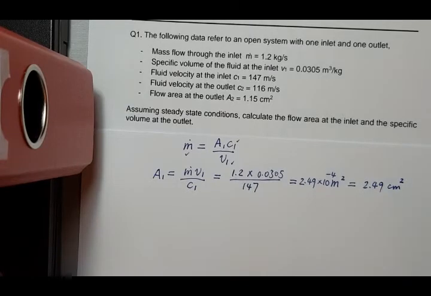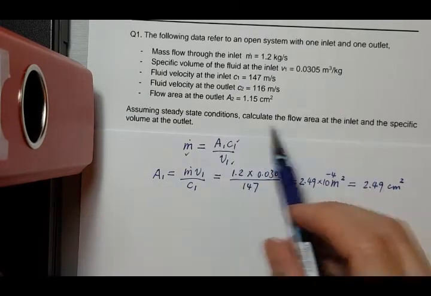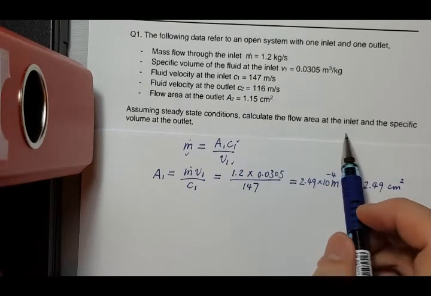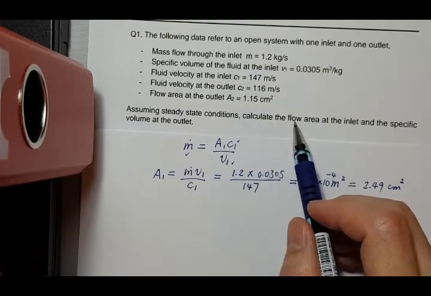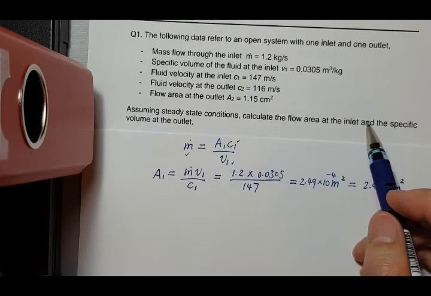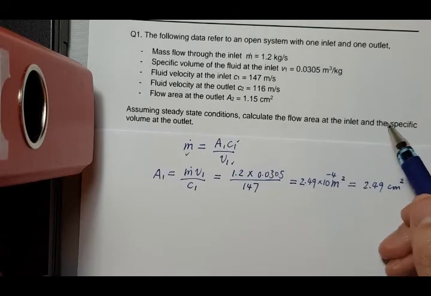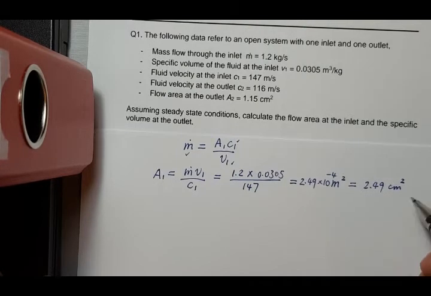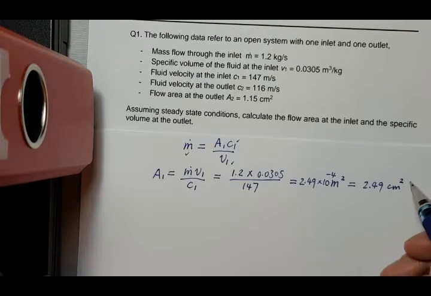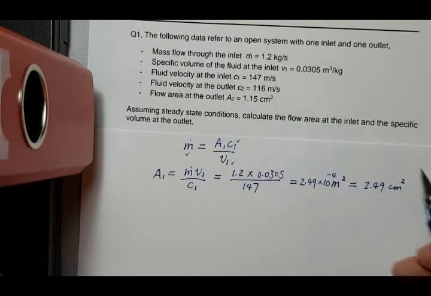If there's no requirement in the question, you can use any unit. However, if you see something like 'calculate the flow area at the inlet in the unit of centimeter squared', then you must convert that to centimeter squared, just as requested by the question. Okay, let's have a look at the second one.